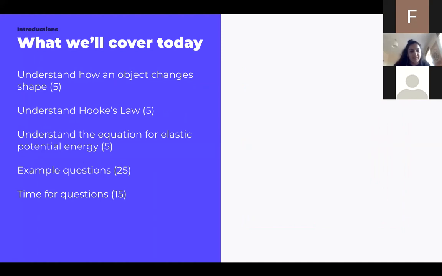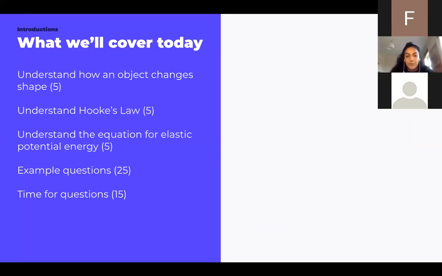What we're going to cover today is all about forces and elasticity. We're going to understand how an object changes shape, the forces required for it to change shape, and the different ways that it can change shape. We're going to understand Hooke's law, which is the law that governs elasticity. Then we're going to understand how we work out the potential energy stored in a spring, so the elastic potential energy. We're going to have loads of time for example questions today, and then obviously take your questions.